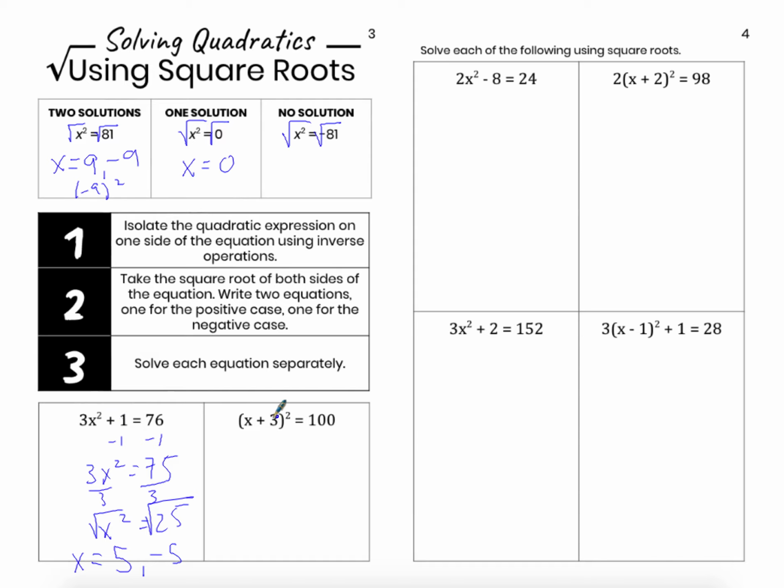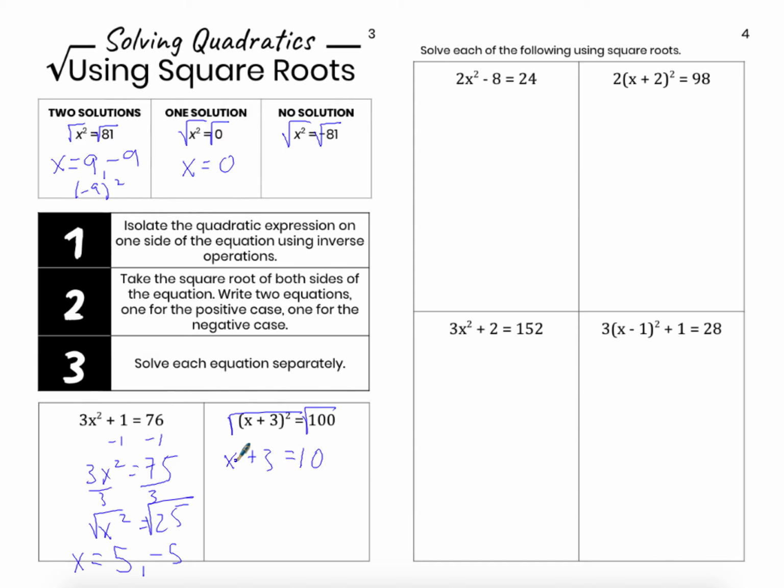Kind of a different case here is where we don't just have an x squared, but we have an expression squared. That's okay, an expression squared. To undo it, we can still just square root both sides of the equation. So the square root of anything squared is just that original quantity or expression. So x plus 3 parentheses squared, and then take the square root. That just leaves us with x plus 3. So we're undoing that squaring by taking the square root of both sides.